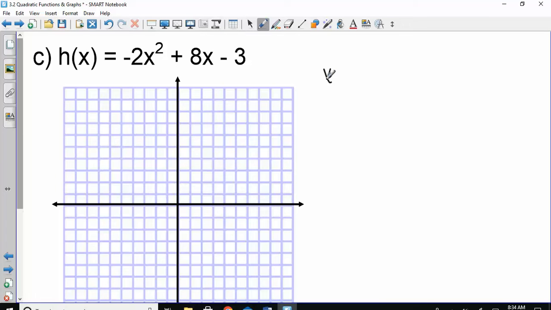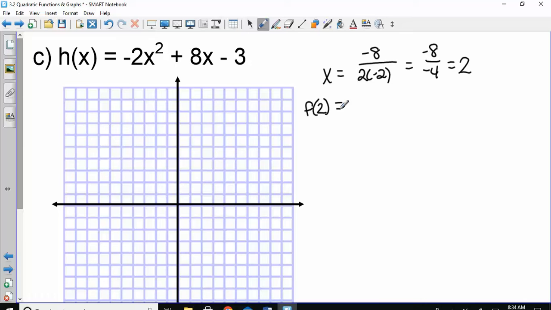Wow, this is wrong. -8 divided by -4 is 2. You have to put 2 in. Oh, yeah, you're right. So, opposite of b, so that would be -8 over 2a, so 2 times -2. So -8 divided by -4 is +2. So we plug that in.